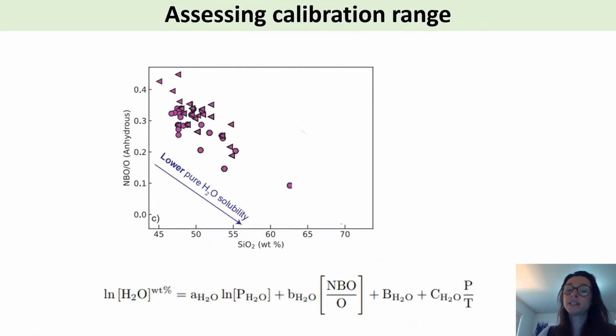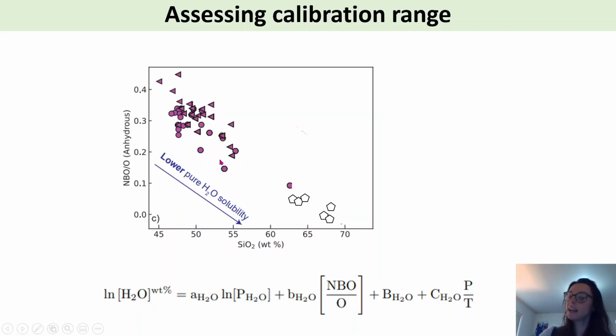The easiest way to do this for the empirical models is to look at the calibration range. Here we are showing the NBO value for the Iacono-Marziano calibration dataset against silica. If we remember the expression for water solubility in this model, the only melt composition term is this NBO value. And we can overlay the melt inclusions from this study. What we see is that they lie at way lower NBO values. And the constant that's been attached to NBO means that lower values give lower pure water solubility.